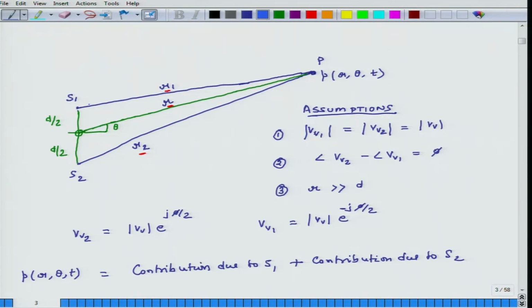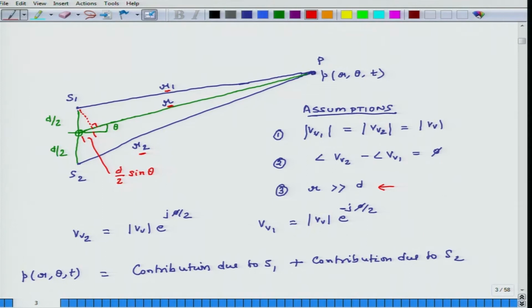To do that, I will drop a perpendicular from S1 on this line which connects the midpoint to point P. The other thing we have to realize is that point P is very far from the sources S1 and S2. In other terms, we have already assumed that R is extremely large compared to D. Now, this distance is how much? It is D over 2 sin theta.